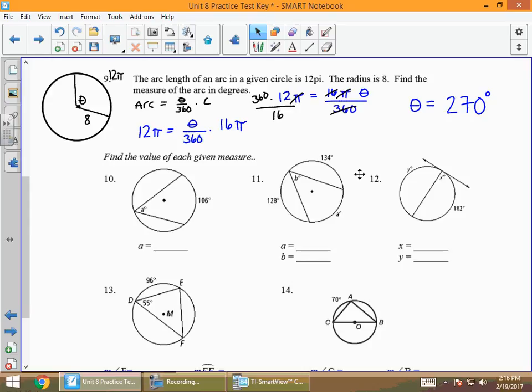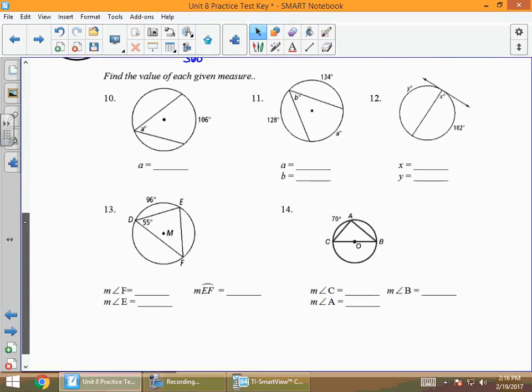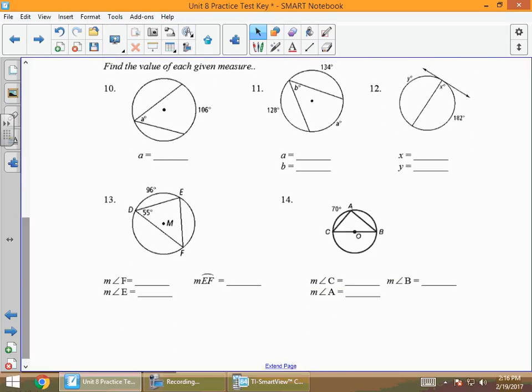All right, number 10. Find the value of each of the given measures. So number 10, that is an inscribed angle, and an inscribed angle is equal to half of its intercepted arc. So here is the arc that is intercepted. It's 106 degrees. So A is half of 106, or 53 degrees.